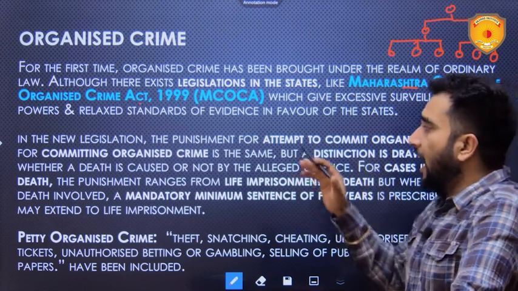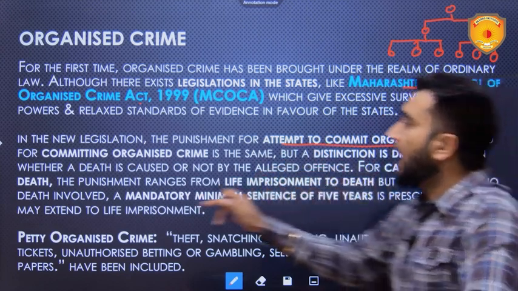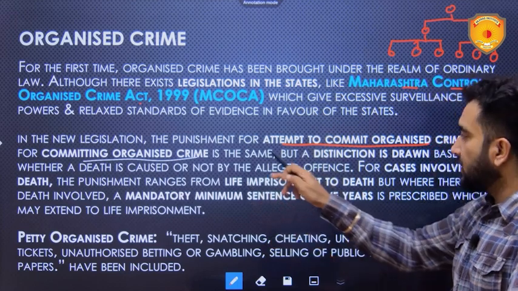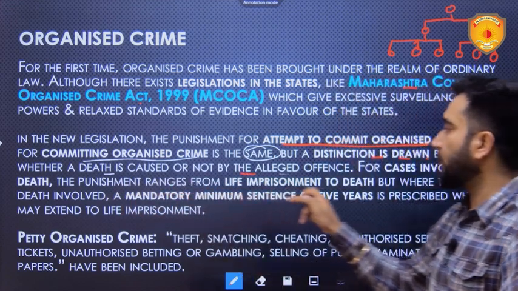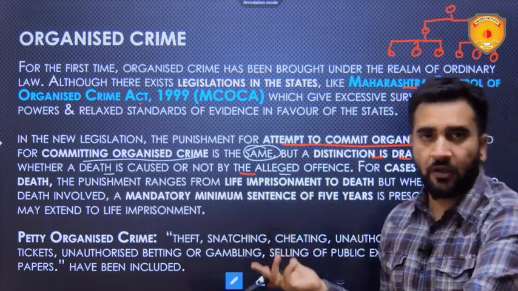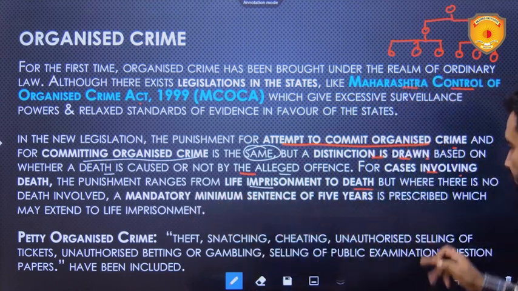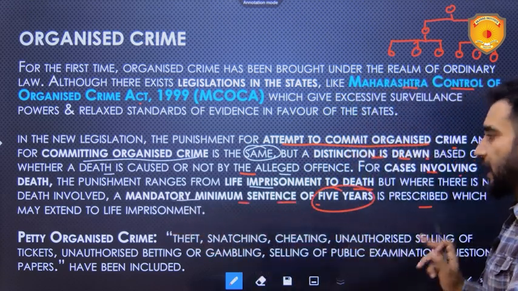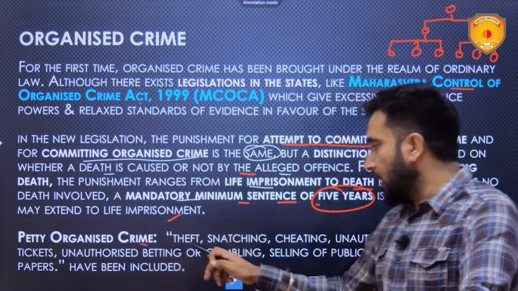But now there is. And in this, as per the provisions, punishment for attempt to commit organized crime and for committing organized crime is the same. But a distinction is drawn based on whether death is caused or not by the alleged offense. If death is caused, then obviously life imprisonment or death penalty will be given. For cases involving death, punishment ranges from life imprisonment to death. But where there is no death involved, a mandatory minimum sentence of 5 years is prescribed, which may be extended to life imprisonment.